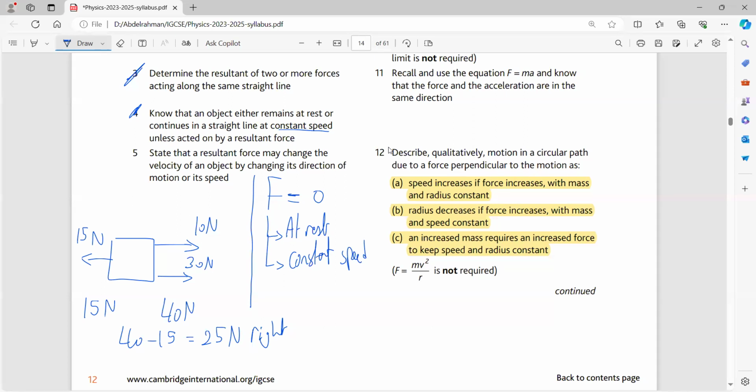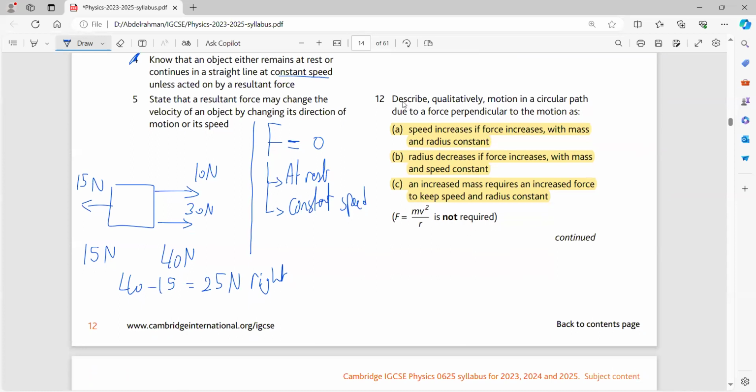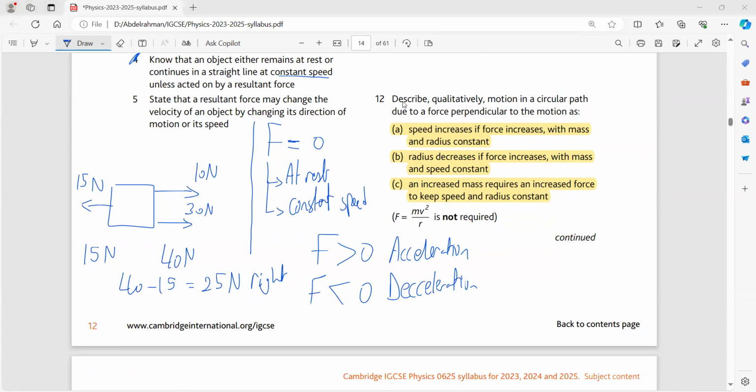What happens if the resultant force is greater than zero? Then the object is accelerating. Okay, let's write it down. If the resultant force is greater than zero, then the object is accelerating. What do I mean by accelerating? Its speed is increasing. What if the resultant force is less than zero? It has a negative resultant force. What's happening to the object? It's decelerating. Deceleration means that the speed is decreasing.